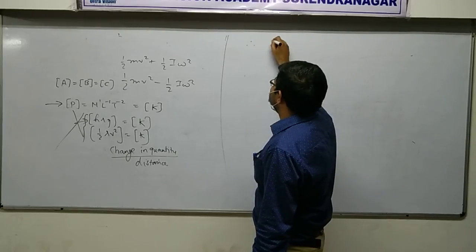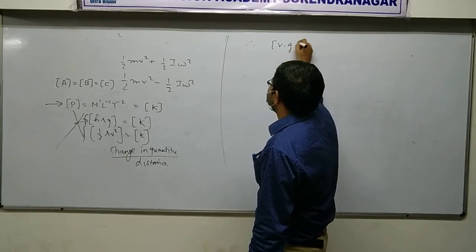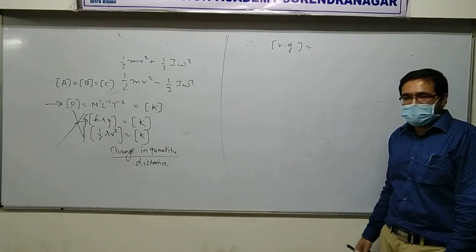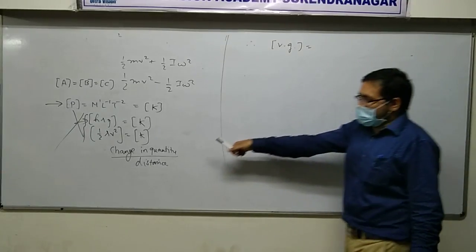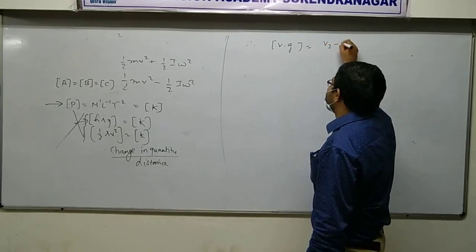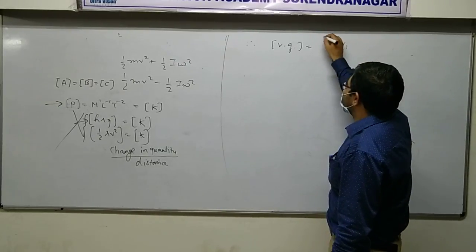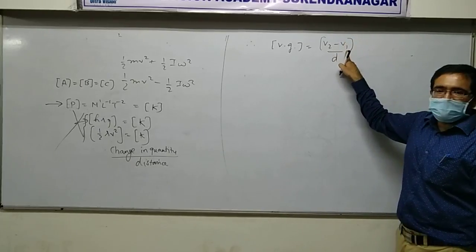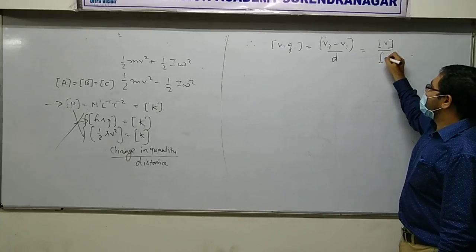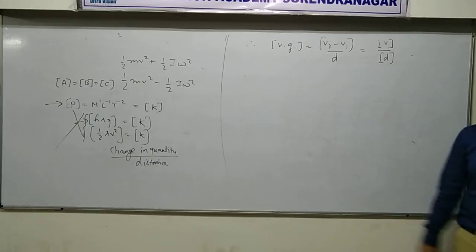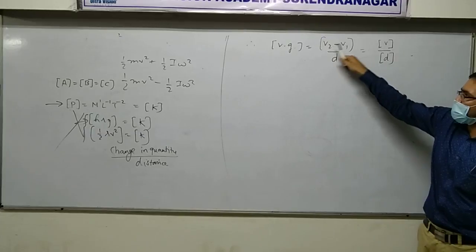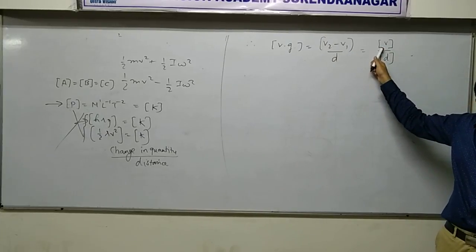Velocity gradient will have what dimension? Change in velocity upon distance. Change in velocity means v2 minus v1. Now when you subtract two quantities, the result also has the same dimension. Yes or no? Yes. That was rule 3. v2 minus v1 will have the same dimensions as velocity, because this is velocity and that's also velocity.